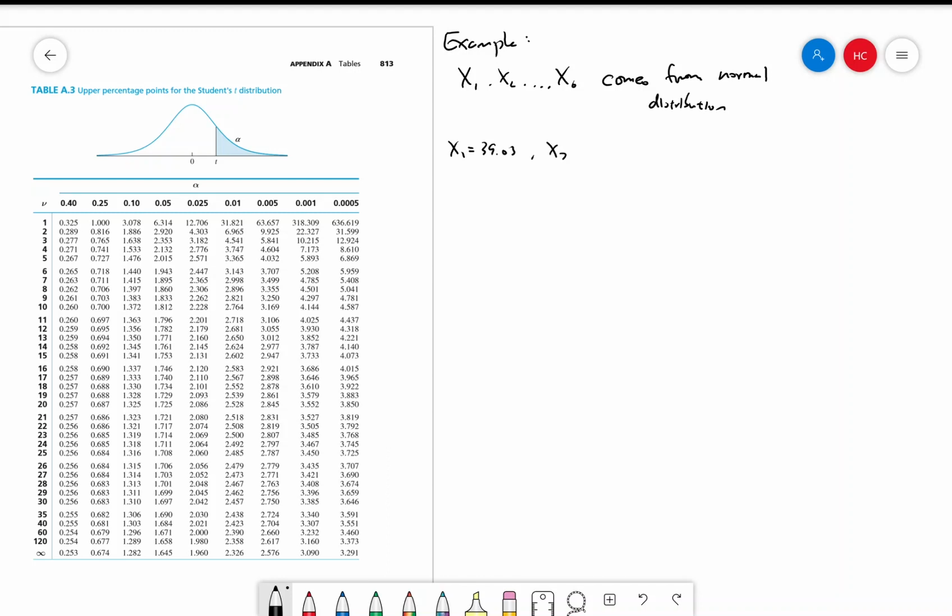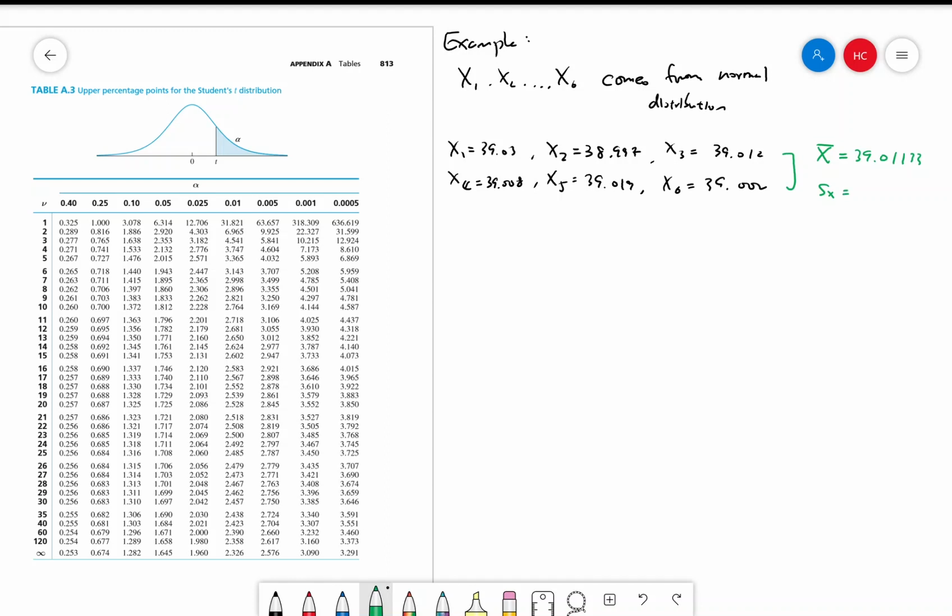39.03, 38.997, 39.012, 39.008, 39.019, and 39.002. Anyway, we can figure out the sample mean is 39.01133, and the sample standard deviation is 0.011928.